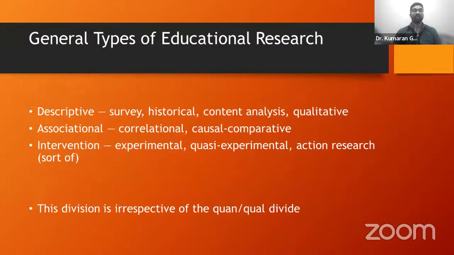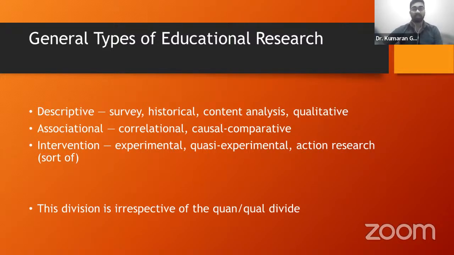First of all, these are the general types of educational research. In the descriptive category, we have survey, historical, content analysis, and qualitative, all of which come under descriptive, where we have to describe everything. Today, since we are discussing quantitative, we will look at the survey.